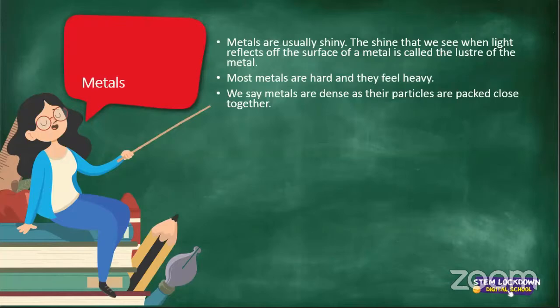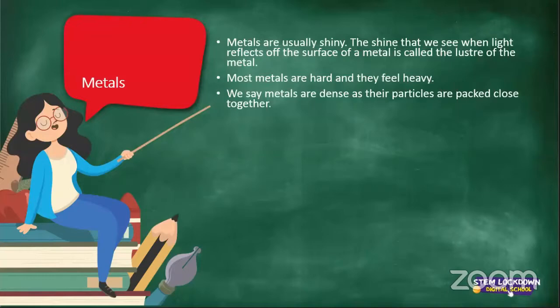So this is one of the characteristics of metals. It is hard. That means when you touch it, it's going to feel hard. It won't be soft. So if you touch your desk right now, you can feel that it is hard. But if you touch your skin, you'll feel that it is soft. So that is the difference.